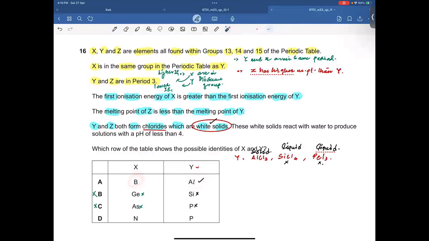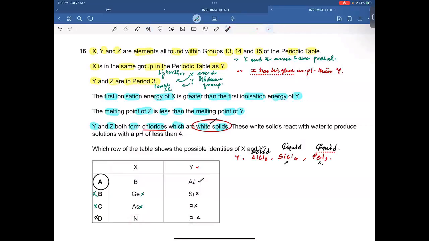Both B and aluminum are found in the same group. Y and Z are in period 3. I believe nitrogen has higher first ionization energy than phosphorus. This is also incorrect because PCl3 forms covalent chloride. So I believe D is also incorrect. A is going to be the right answer.